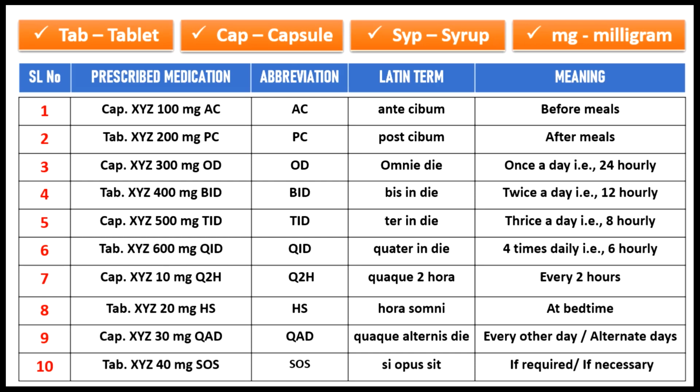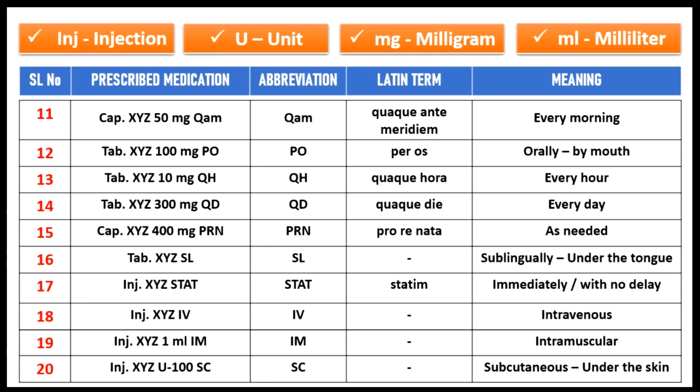Number 10. Tab XYZ 40 mg SOS. The Latin term of SOS is si opus sit, which means if required. Sometimes the doctor prescribes a medicine and tells you to use it only if you really need it, or else don't use it. Number 11. Cap XYZ 50 mg QAM. The Latin term of QAM is quaque ante meridiem, which means every morning.